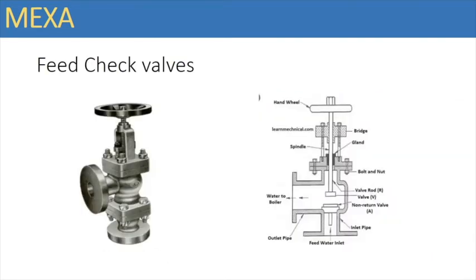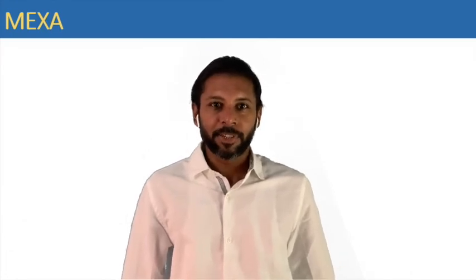The feed check valve is an important mounting on the boiler which is between the feed water pump discharge and the high pressure water inside the boiler. A typical valve and its cross section as shown is ideally a non-return valve assembly. The design varies basis the working pressure against which it serves. That completes the important boiler mountings section.